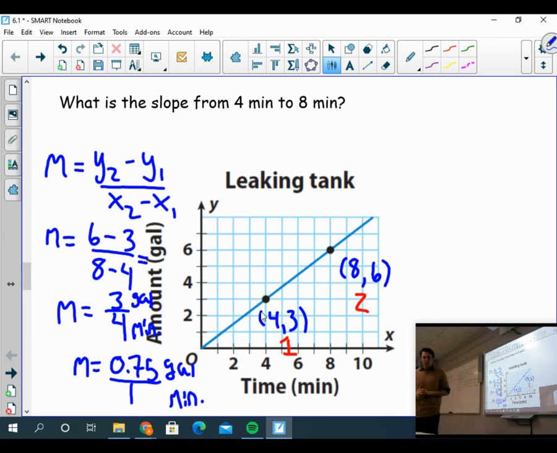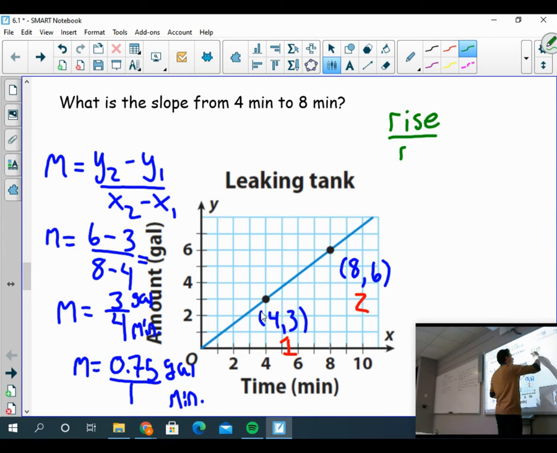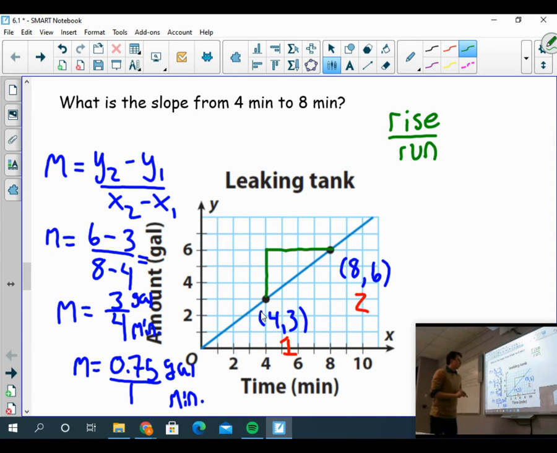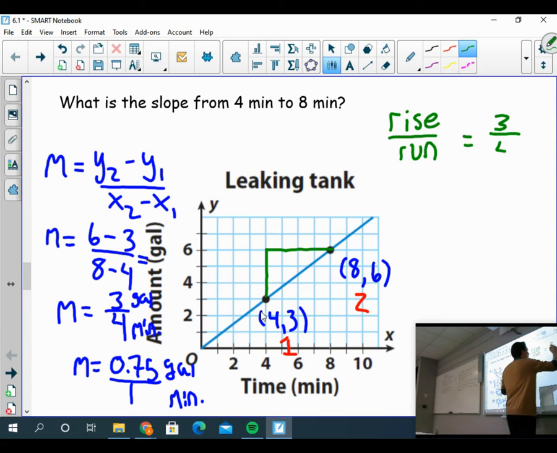And you might have said, Mr. Carter, there's an easier way to think about this. And I would agree. Well, this is one way of explaining slope. We can also think about slope as rise over run. And you might have done it this way to find the slope. You might have started at the point (4, 3) and said, well, how do I get to the second point? Well, I go up 1, 2, 3, over 1, 2, 3, 4. So my rise, so to speak, was 3, and my run was 4.